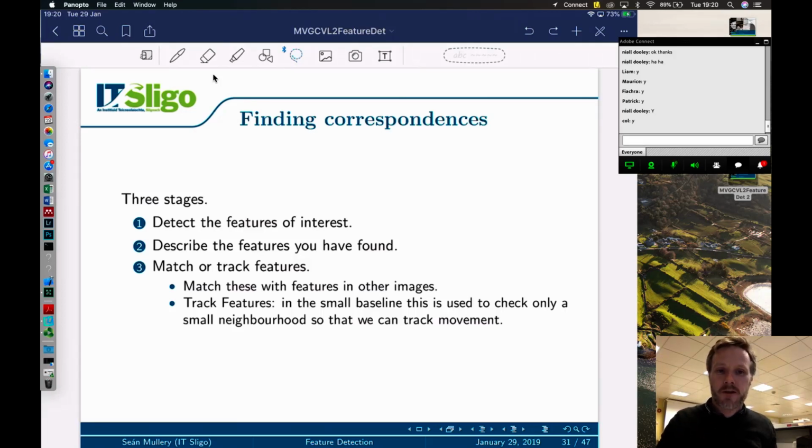So to match these with matching and tracking would be to match these with features in other images, or to track features in the small baseline. This would be used to check only a small neighborhood around it and then decide where we're moving in. And we'll look at more of that as we get later in the course.